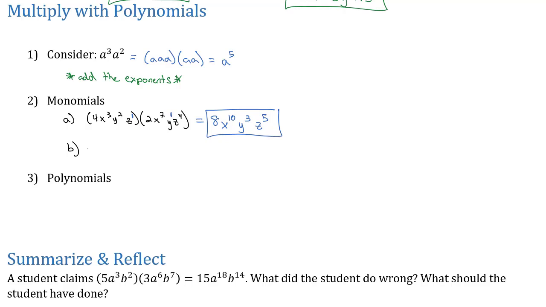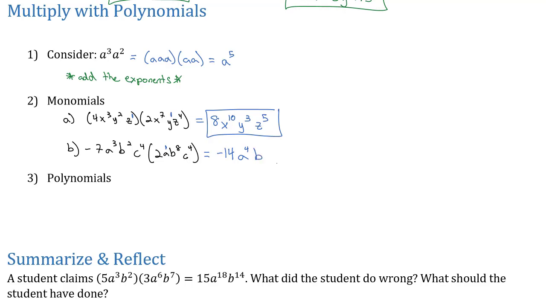Let's do one more example. Let's take a look at negative 7a cubed b squared c to the 4th multiplied by 2ab to the 8th c to the 4th. Again, we can multiply numbers together like we always have. Negative 7 times 2 is negative 14. But for the a's, when we're multiplying the a's, we add the exponents. 3 plus 1 gives us a to the 4th.